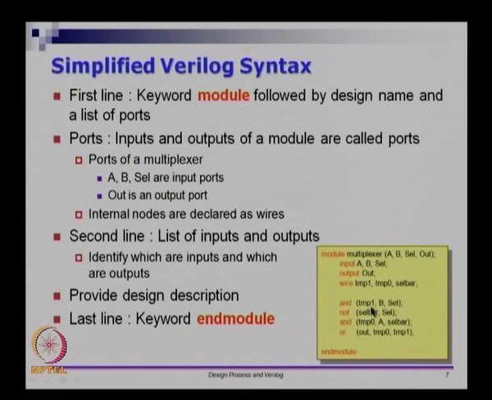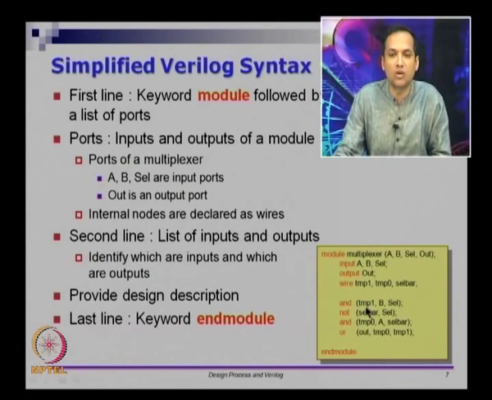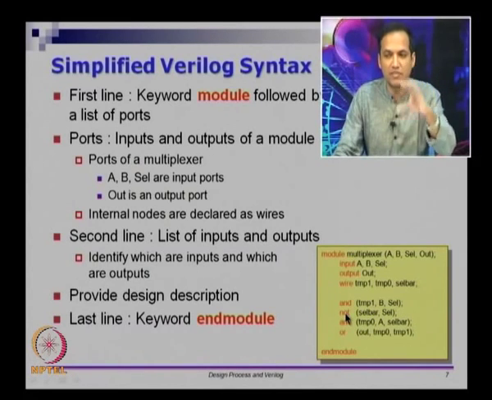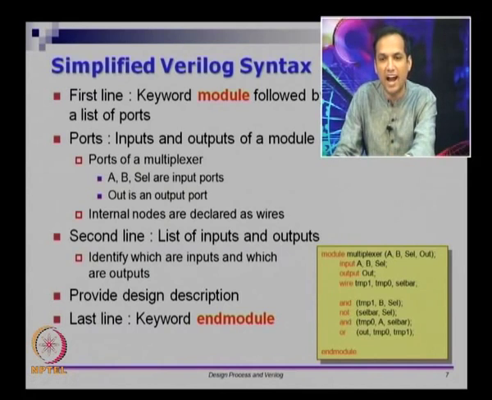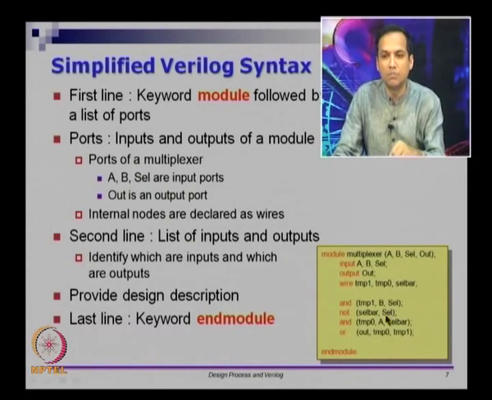So AND temp 1 B cell, right, this line is saying I want an AND gate which will take B and select as inputs and which will produce temp 1 as output. So if I think of it as a physical circuit, I am picking an AND gate, and to its inputs I am giving B and select, its output is called temp 1.